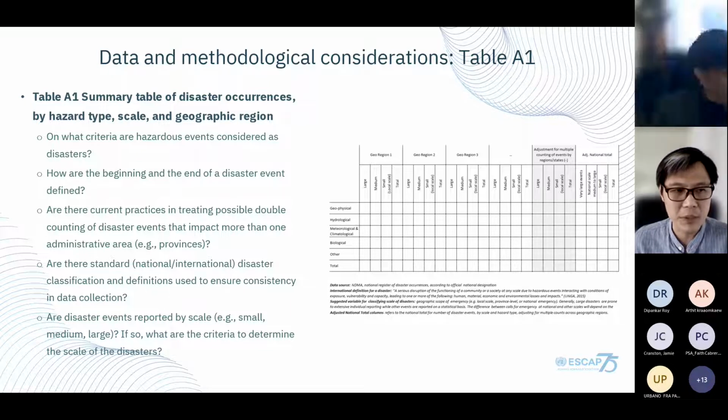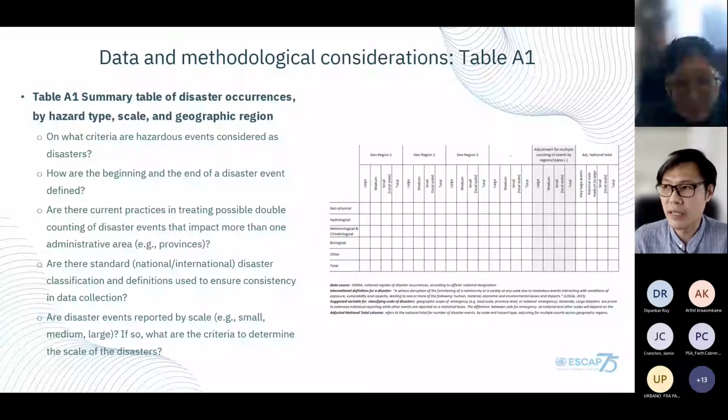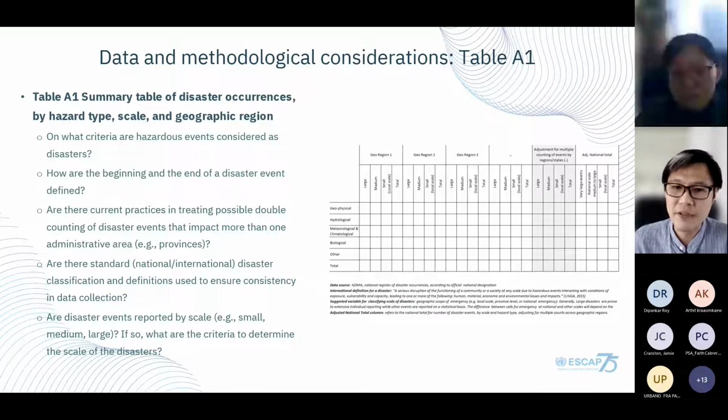So the first table in the DRSF really aims to capture the very basic information about disasters, so the number of events, how frequently we are impacted by various types of disasters. If you look at the rows, different types of disasters are classified: those that originate from geophysical causes, hydrological, meteorological or climate-induced, biological disasters, and other types.